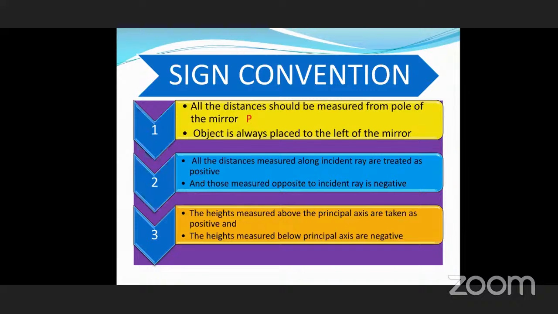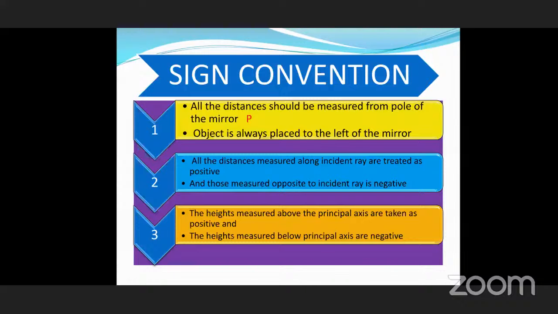But here, according to the sign convention, if you are measuring the distance along the incident ray, we have to take it as positive. Opposite to that, if you are measuring the distance opposite to the incident ray, it should be considered negative. So the first one is that distances should be taken from P, and the second sign convention is how the distances are taken as positive or negative.